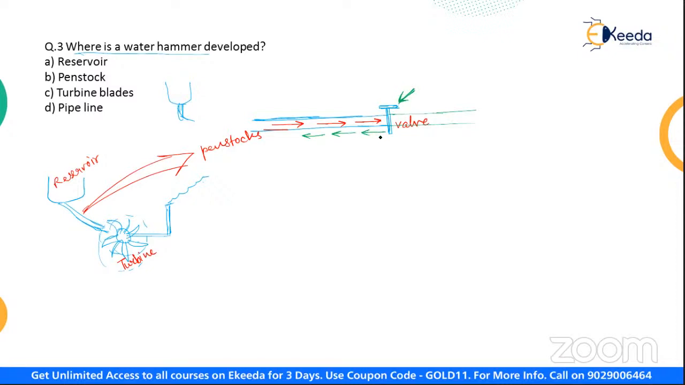Thus what it will do, it will create the backward velocity, because of which a wave will be generated in the backward direction. And this to and fro motion of the fluid in a confined region is known as the water hammer. Therefore, the water hammer will develop in the penstock region of the power generation system.